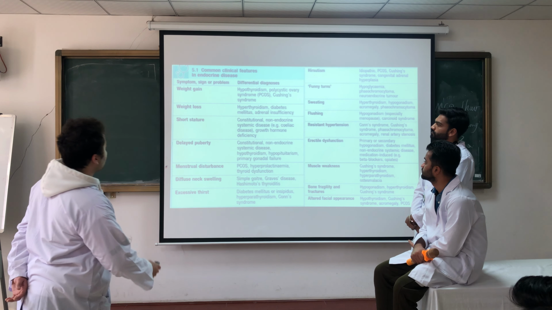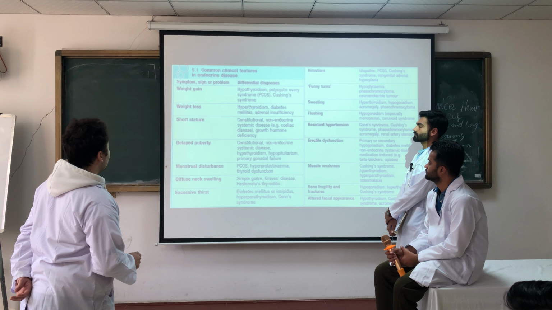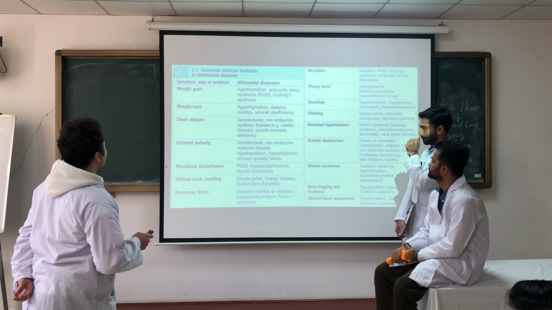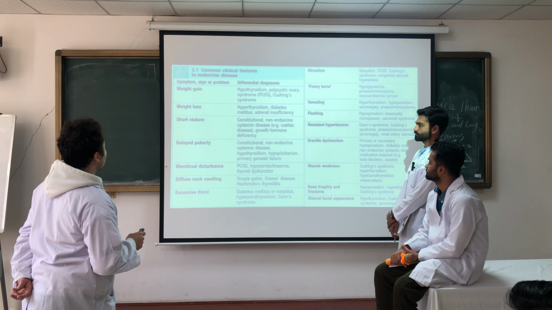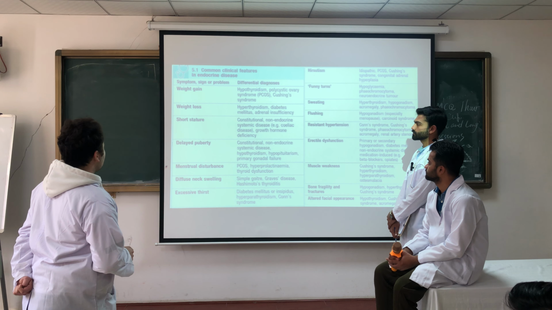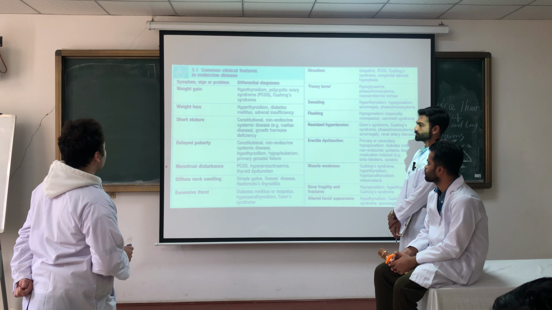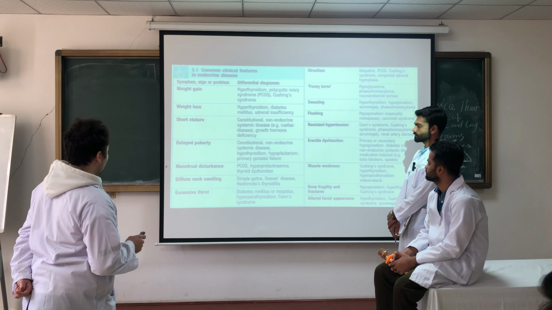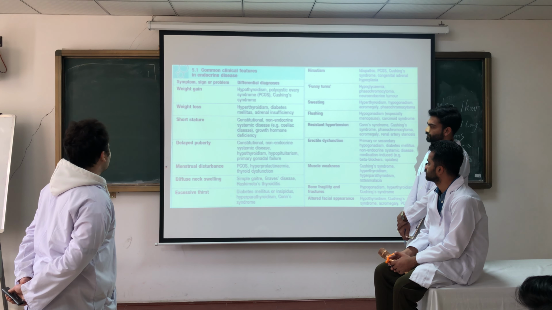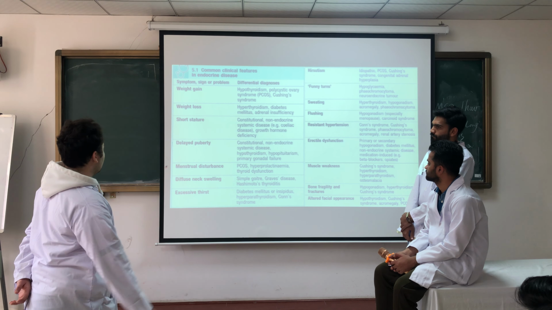So, common clinical features in endocrine disease. We will start with weight gain, hypothyroidism, weight loss. Weight loss occurs in hyperthyroidism and diabetes mellitus. Short stature: constitutional, non-endocrine systemic disease. Delayed puberty: constitutional, non-endocrine systemic diseases, hypothyroidism, hypopituitarism, primary gonad failure. Menstrual disturbance, diffuse neck swelling, excessive thirst.